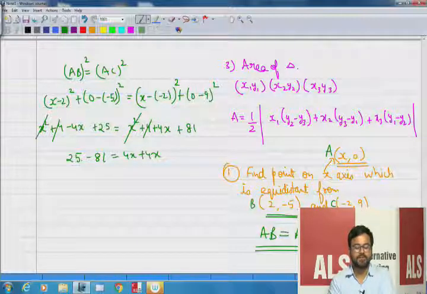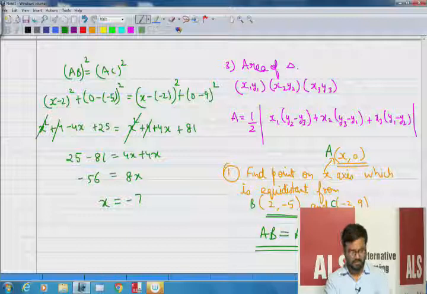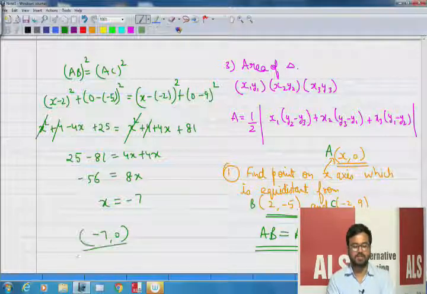So 25 minus 81, this is minus 56 is equal to 8x, so x is equal to minus 7. So if x is equal to minus 7, the point on the x axis is minus 7 comma 0, which is equidistant from both the sides.